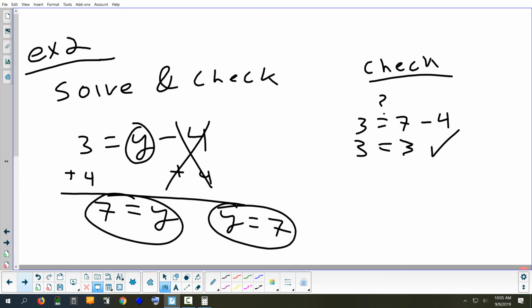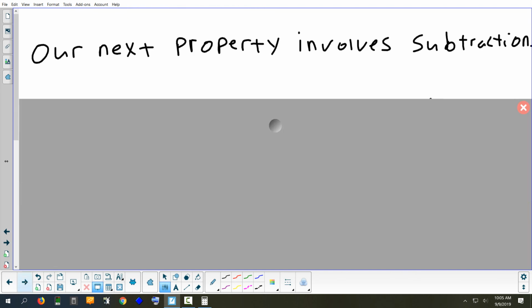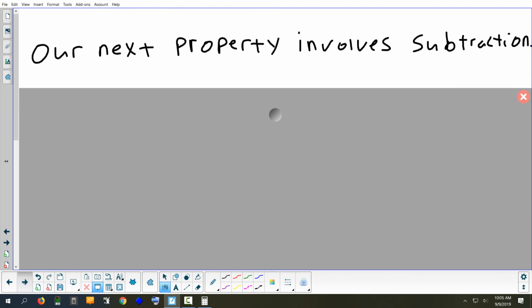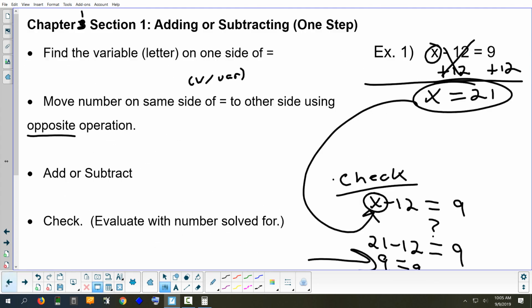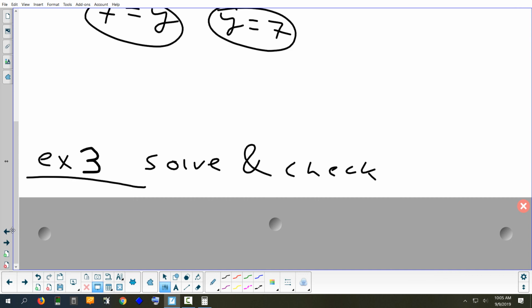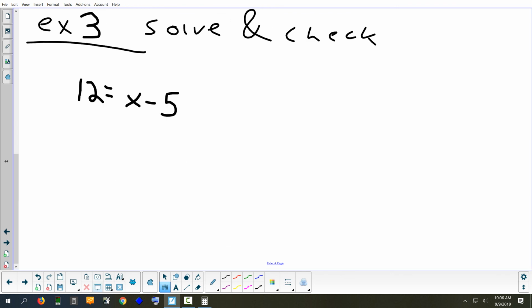Okay, any question on that one? All right, I got one more we'll do together. Then I'm going to give you guys one try on your own, and then we'll finish up with a word problem together. All right, so example 3. $12 equals x minus 5.